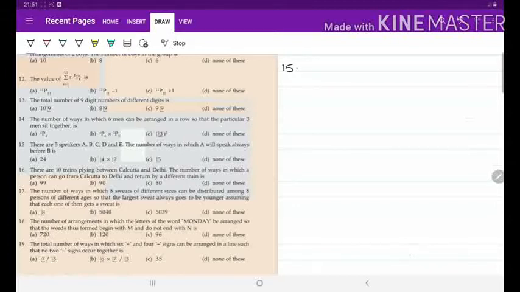There are 5 speakers A, B, C, D and E. The number of ways in which A will speak always before B is. We are given that A will always speak before B. Here let us consider A and B as a single group of adjacent speakers, and C, D and E as 3 different other groups. So altogether we have 4 groups.